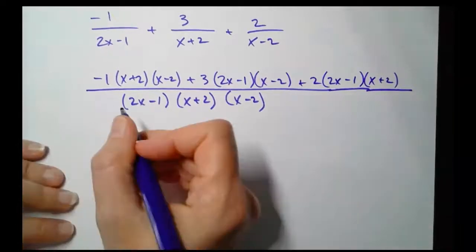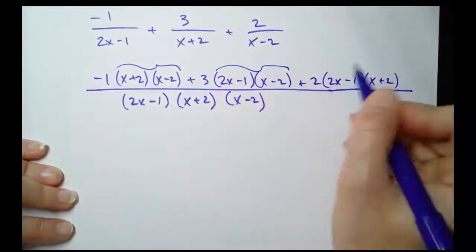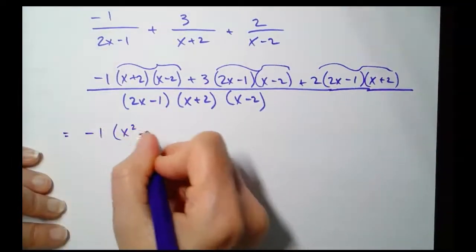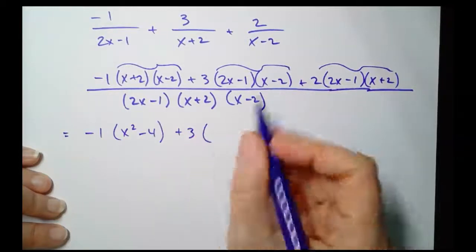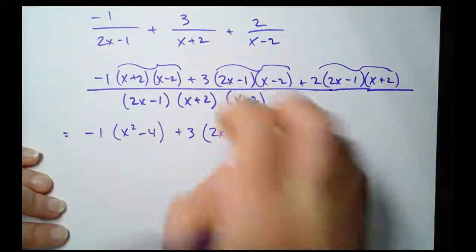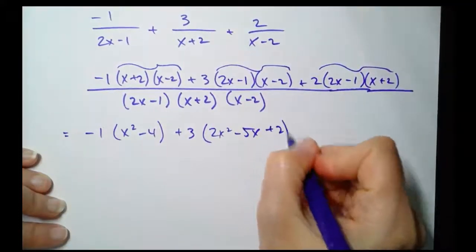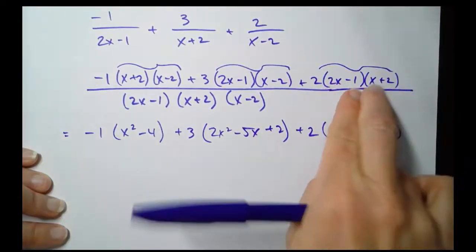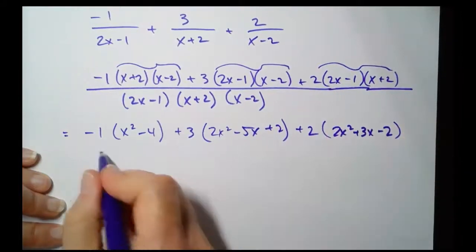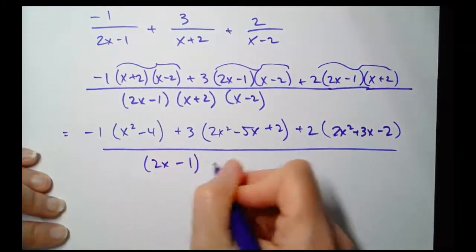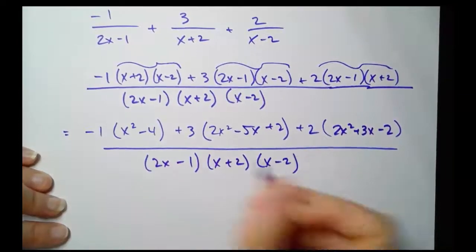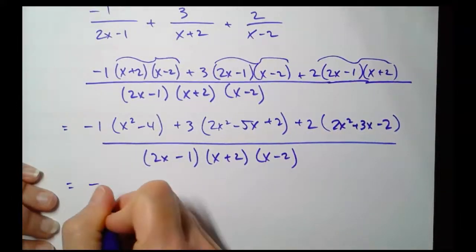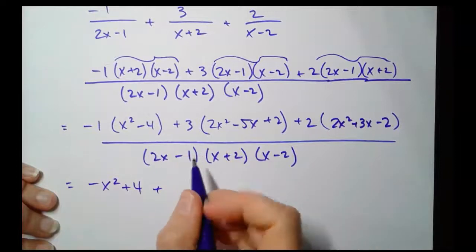Follow order of operations here. So I'm going to do the multiplication of all the binomial expressions first. So that's going to be negative 1 times x squared minus 4 plus 3 times 2x squared. So that's negative 4, negative 1, negative 5x plus 2. And then 2 times 2x squared positive 4, negative 1, plus 3x minus 2. Once again, all over that common denominator. And I'm just doing this check. These problems are not brief. They are long and arduous. I'm just using the distributive property now.